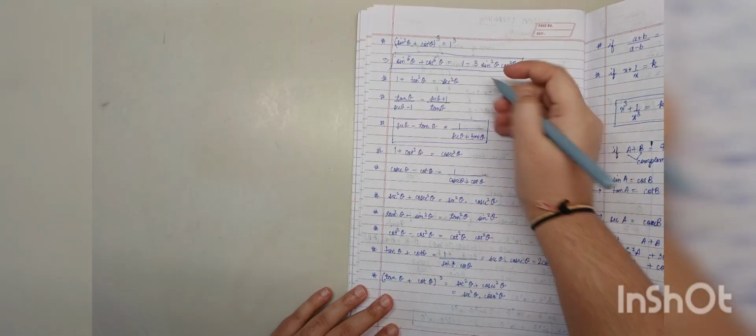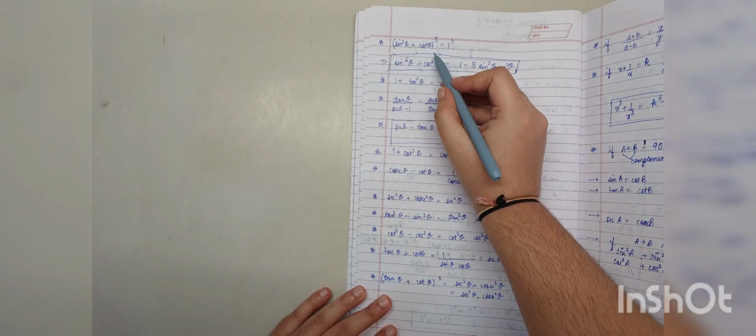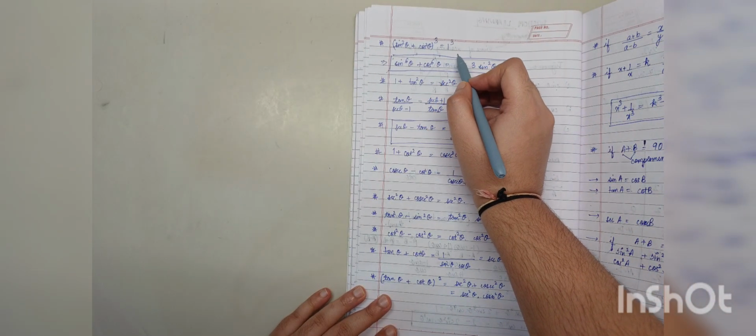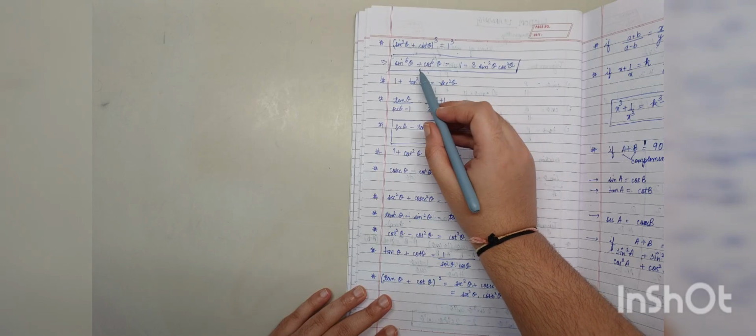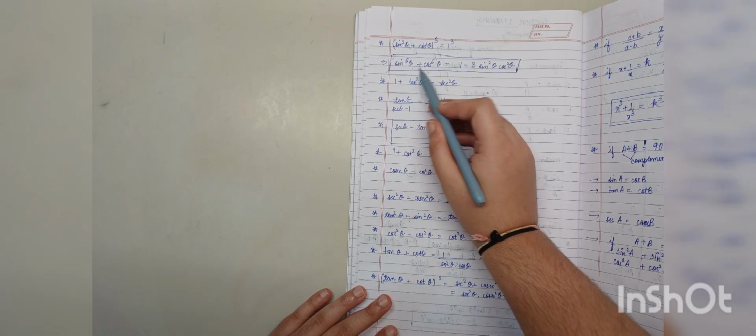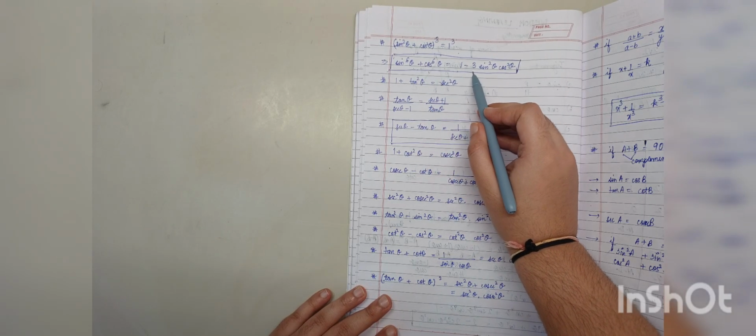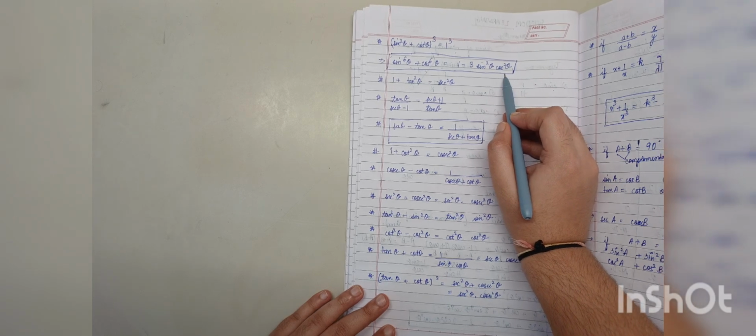Now let's move to our next identity. (sin² θ + cos² θ)³ is equal to 1³. So here is the identity: sin⁶ θ + cos⁶ θ is equal to 1 − 3 sin² θ cos² θ.